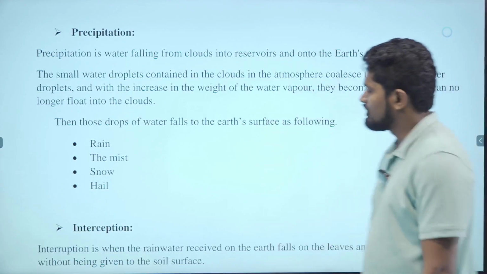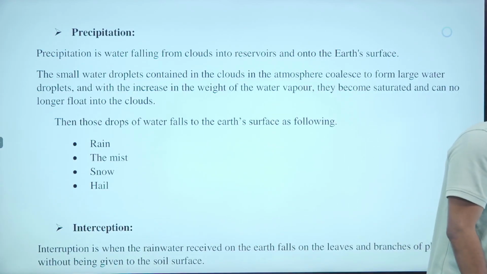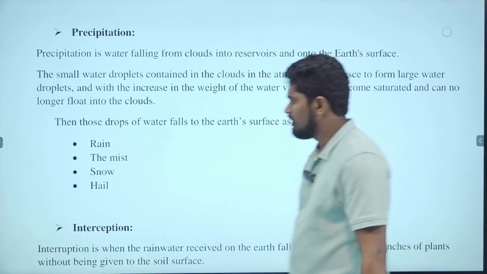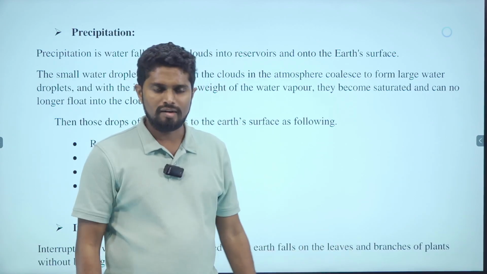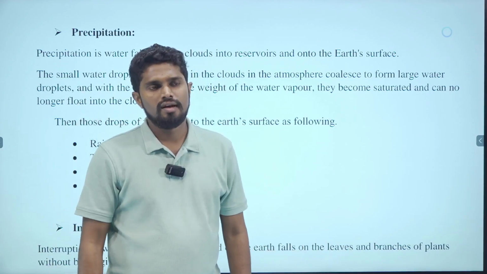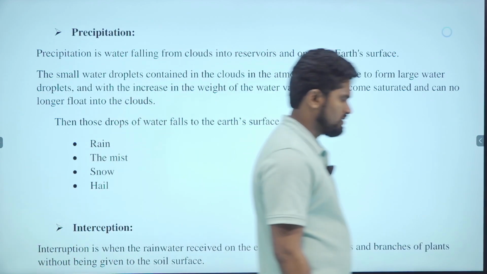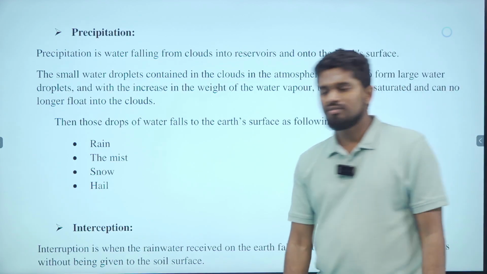These are the methods by which the cloud water falls. Rain, mist, snow, hail, those are the methods. Rain is one method. Snow and mist, those are the methods.